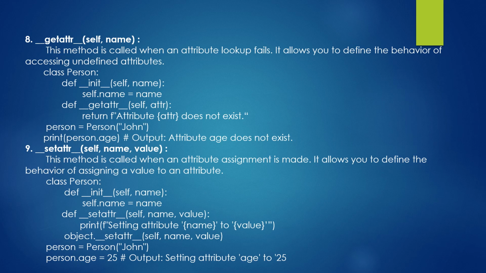Next method is the setattr method. This method is called when an attribute assignment is made. It allows you to define the behavior of assigning a value to an attribute. Here in this example, we set person John age to 25. Then the output came as setting attribute age to 25.